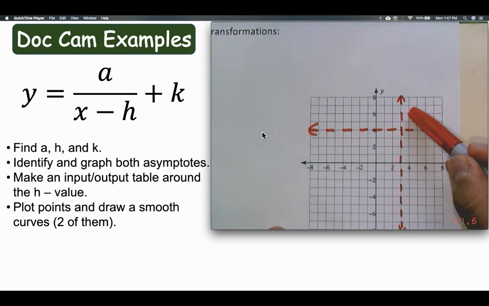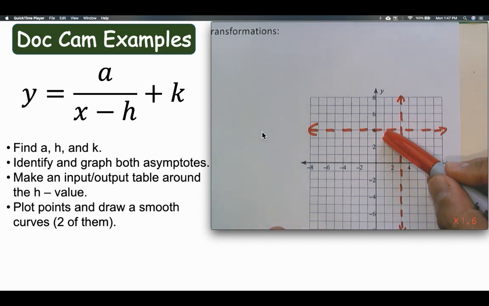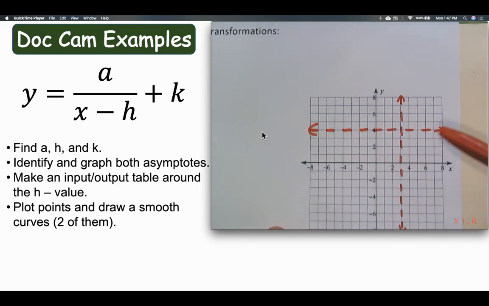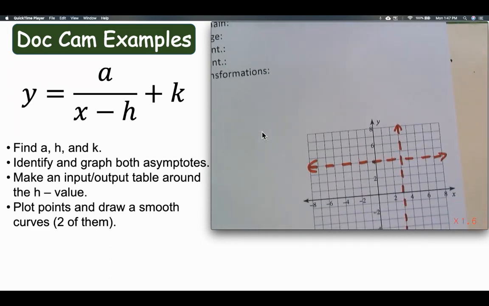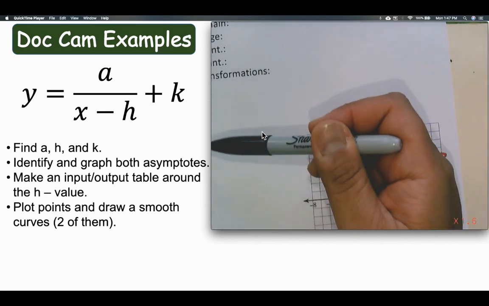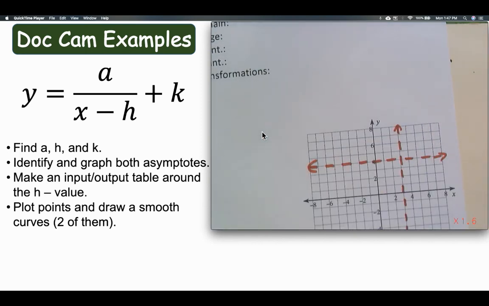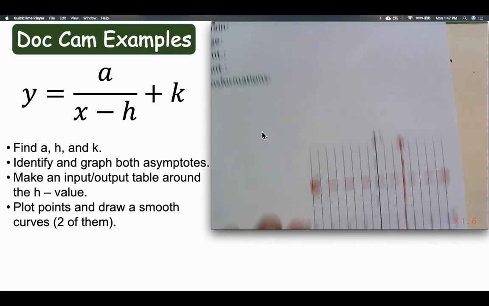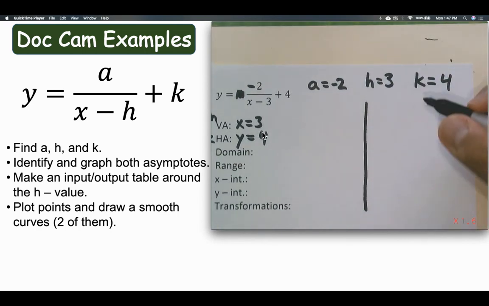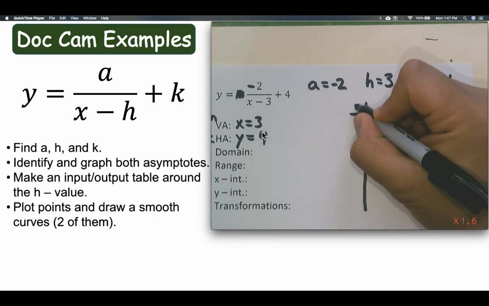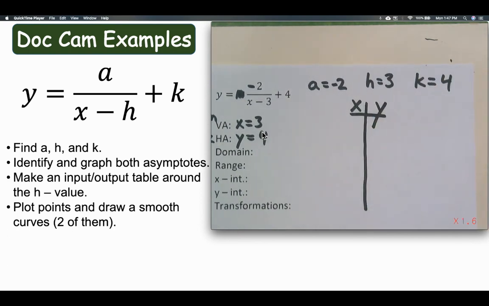So now my graph's either going to exist here and here, or here and here, and I won't know for sure. Well, actually, you can tell because of the negative, but since we have to make a table anyways, we're done identifying the asymptotes, so let's go ahead and make our table. We got our x, we got our y.